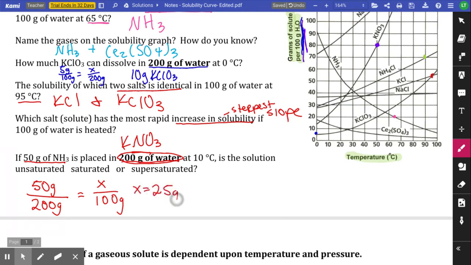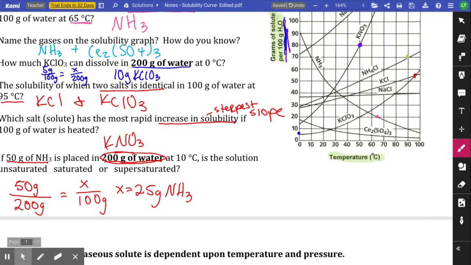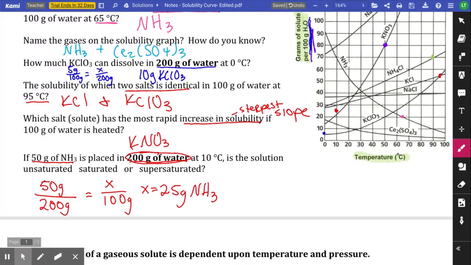Solve it, and you should get that it would be 25 grams of NH3. All right, so now we'll use that on our graph. At 10 degrees Celsius, I have 25 grams of NH3. So am I above my line, below my line, or on my line? You can already rule out that it's on my line because it doesn't intersect with any lines there. The NH3 line is all the way up here, so that is well below my line. So that would be an unsaturated solution.